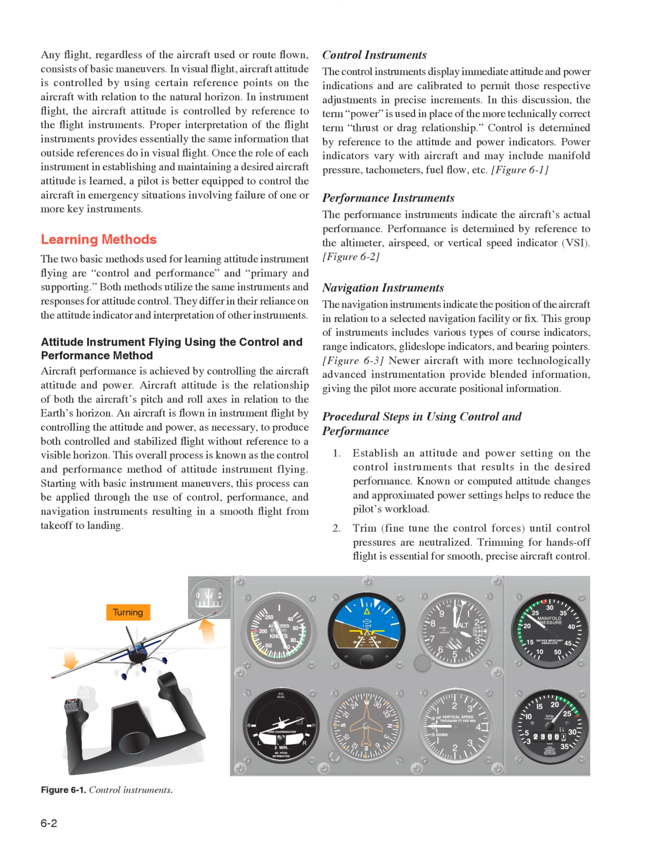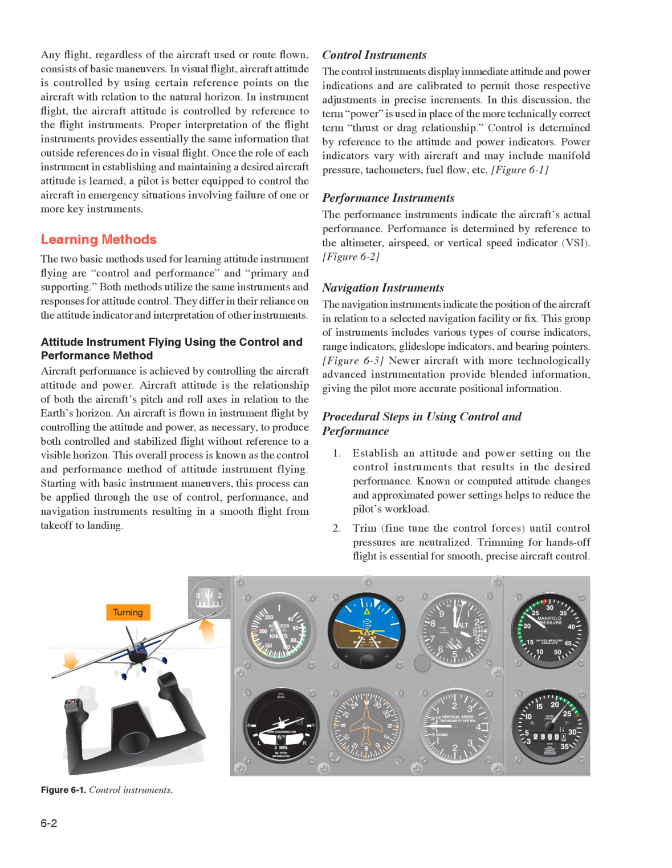Once the role of each instrument in establishing and maintaining a desired aircraft attitude is learned, a pilot is better equipped to control the aircraft in emergency situations involving failure of one or more key instruments. Learning methods. The two basic methods used for learning attitude instrument flying are control and performance, and primary and supporting. Both methods utilize the same instruments and responses for attitude control. They differ in their reliance on the attitude indicator and interpretation of other instruments.